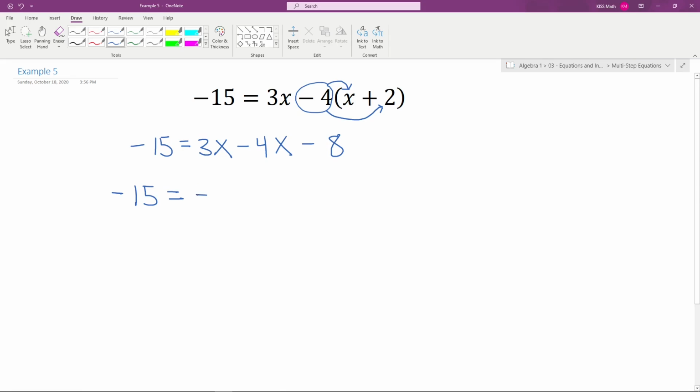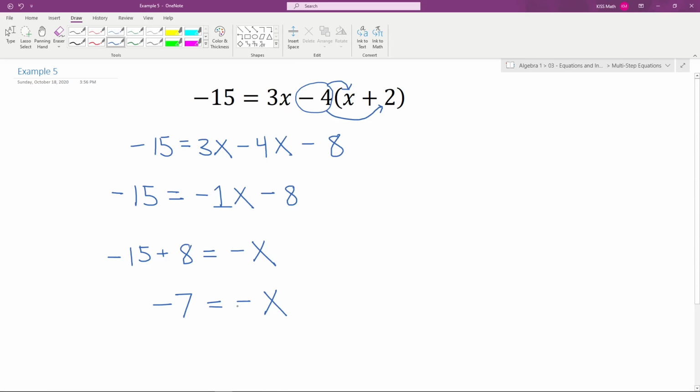So we'll end up with negative 1x minus 8. Okay, so I see that this minus 8 should probably go over to the other side, so I'm going to add 8 to the left side. So minus 15 plus 8. And we don't typically write negative 1x, we just write negative x. And this 8 here went away, right, because we added 8 to the other side. So we get negative 15 plus 8, that's a negative 7, equals negative x.